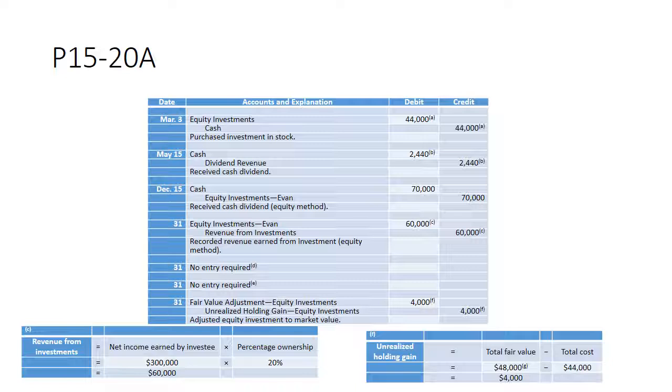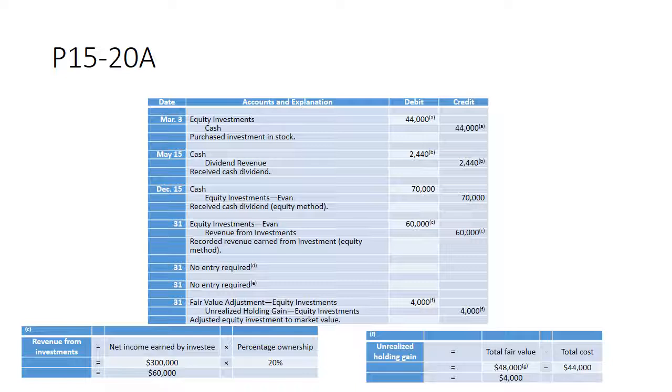So if we decrease investment in Evan $70,000, and increase it for the $60,000, the current balance in the equity investment in Evan is $390,000, and it's actually that amount that will be reported on the balance sheet. No fair value with the equity method. And that's because of the amount of ownership and exercise of control.